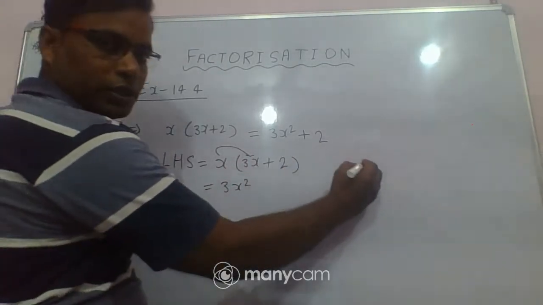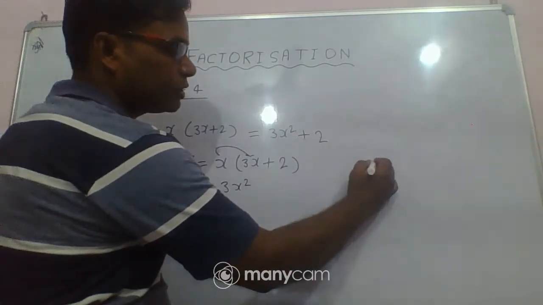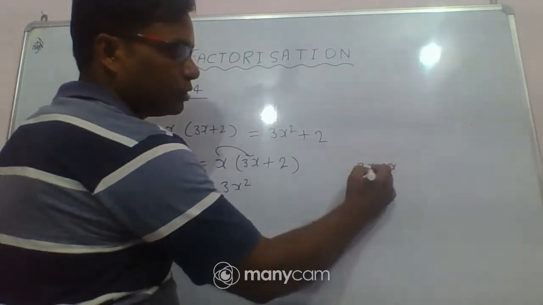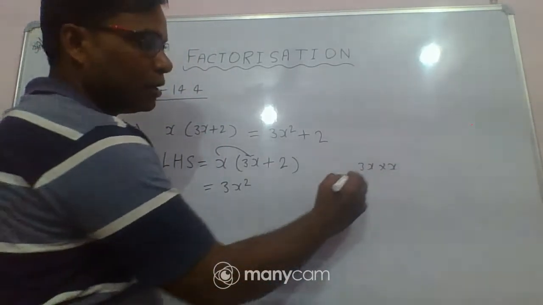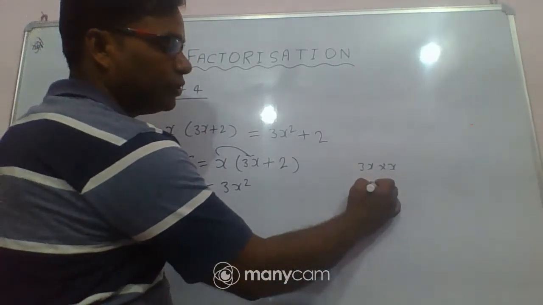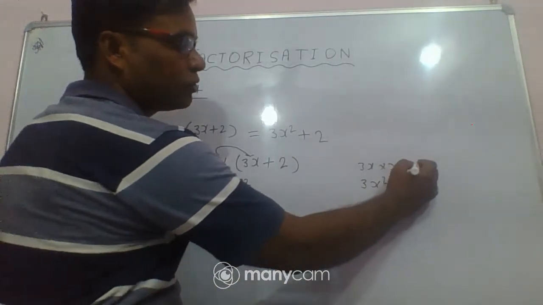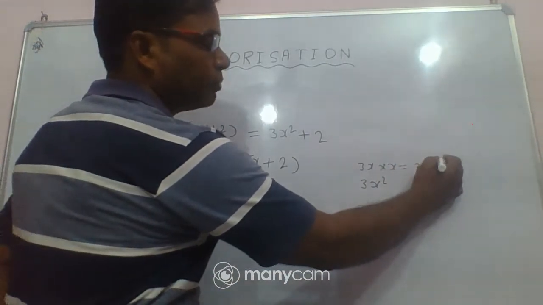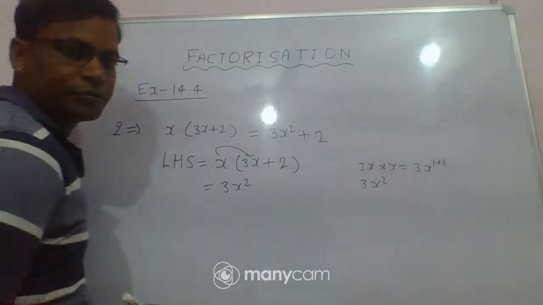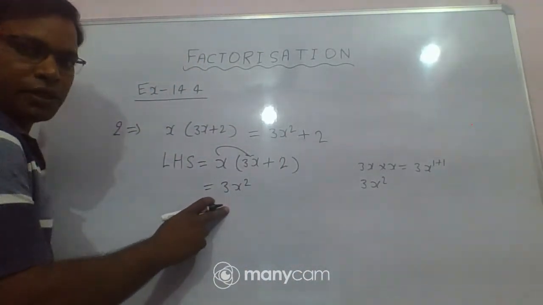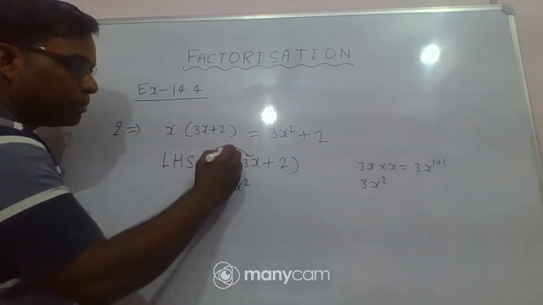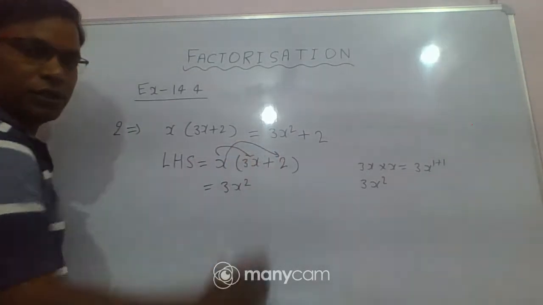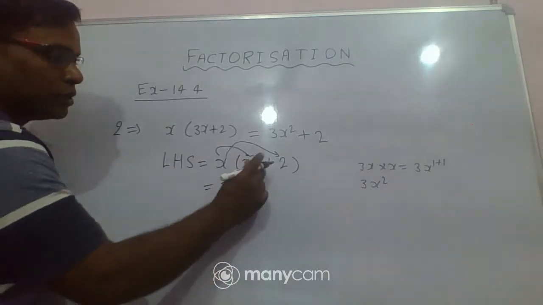It becomes 3 into x, which is x power 2. You can see here 3x into x, so the power of both x is 1. So it becomes 3 into x power 2. You can also write 3 into x power 1 plus 1. Clear? So in this way we write here x power 2.